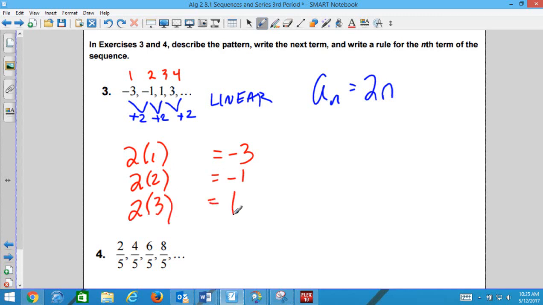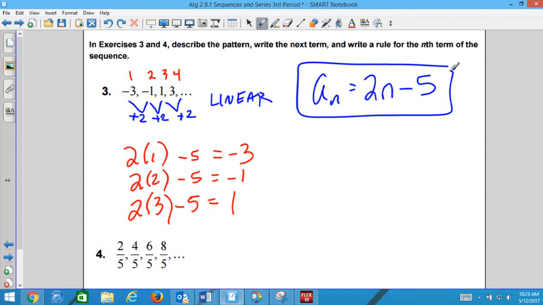Look at the third one. If I put in 3, I get 6. How do I make that into 1? -5. So does that work for every single one? Maybe. I'll put it in and check. Yes. So then our pattern is n minus 5.